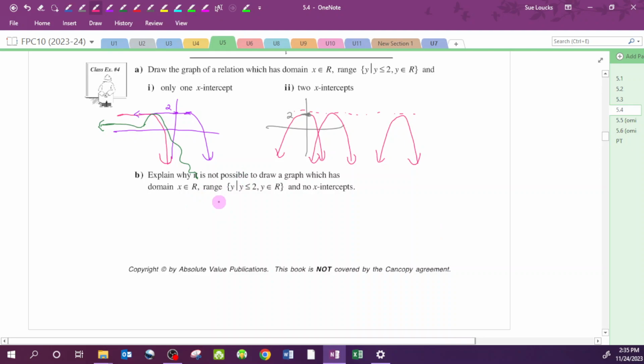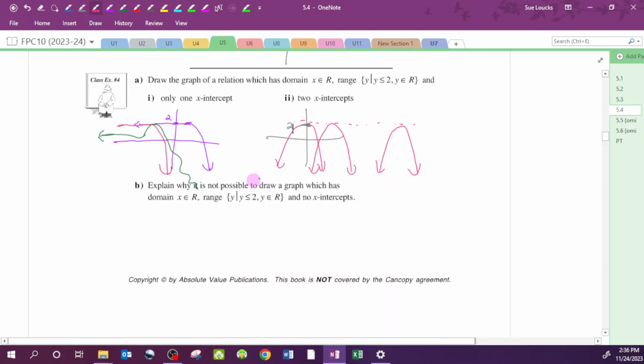Now, why is it not possible to draw a graph which has domain x equals R and y is less than or equal to 2 with no x-intercepts? I'm pausing because it is possible. Hang on. I'm going to pause the video and think about this for a minute.